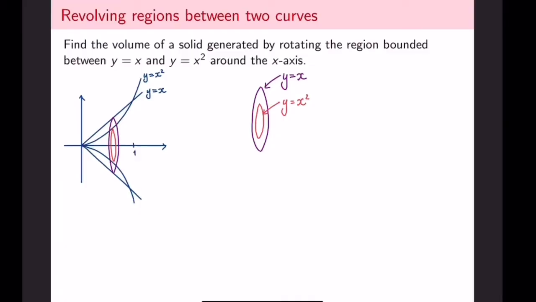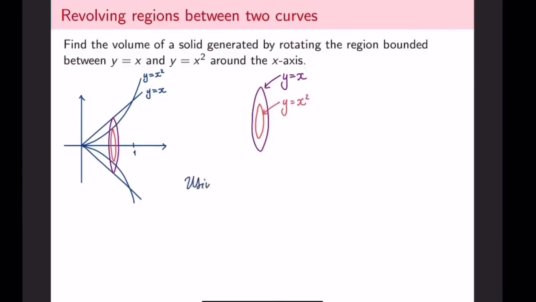This really doesn't need a new name. It's just two different disks, right? So what I have to do in order to calculate this volume is calculate the volume created by the big disk and then subtract the volume created by the little disk. So let's write this out.